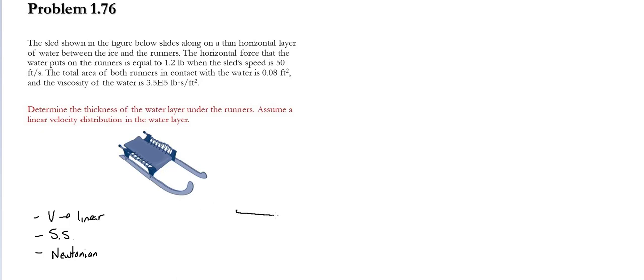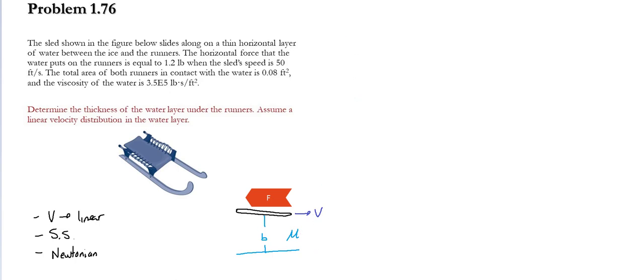So this is going to be a representation of the sled, right? This is the ice layer that is at the bottom, and we are located at a distance b from that ice. This fluid has a viscosity mu. We also were given that this moves at a certain velocity, right? And it was also given that a horizontal force that the water puts on the runners is going to be equal, so it's a horizontal force that we have over here.